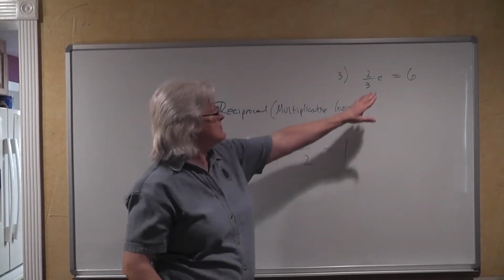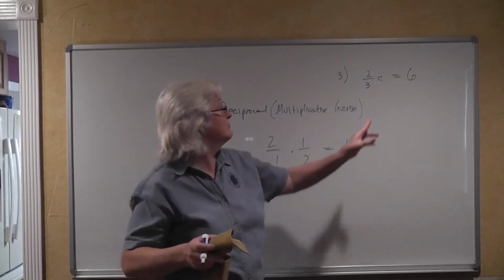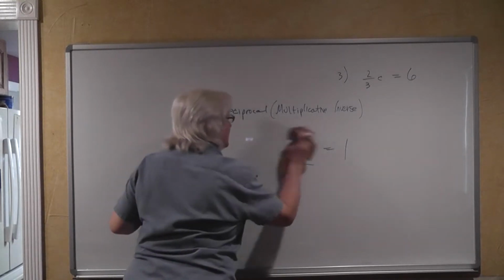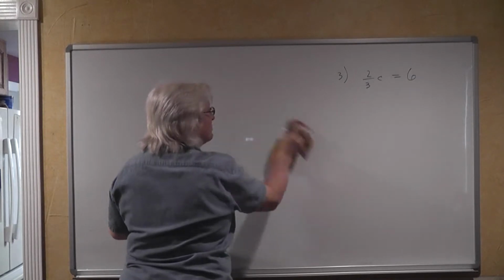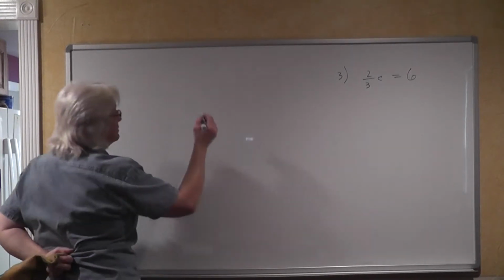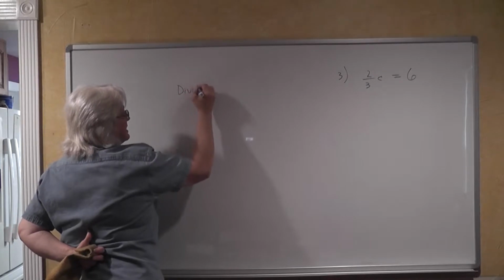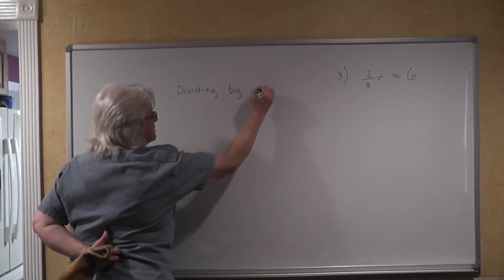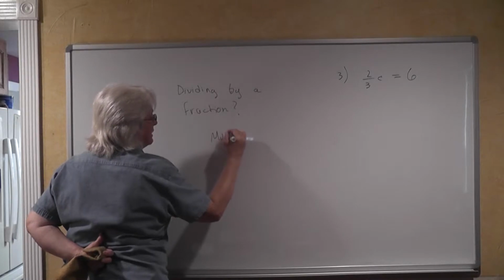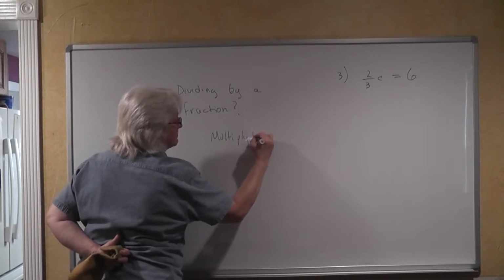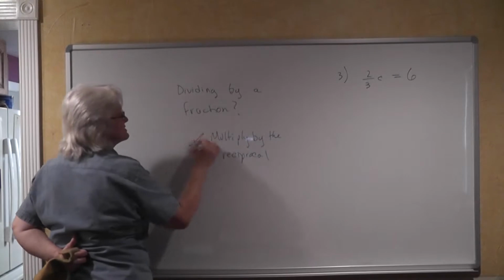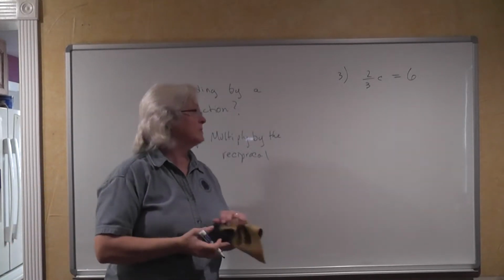And this is the procedure that you're always going to use when you have a variable multiplied by a fraction. We're going to multiply by the reciprocal. Dividing by a fraction is the same as multiplying by the reciprocal. Let me write this down, and that may help someone. If you want to divide by a fraction, well, that's the same as multiply by the reciprocal. This is the recipe that you follow. If you have to divide by a fraction, you multiply by the reciprocal.